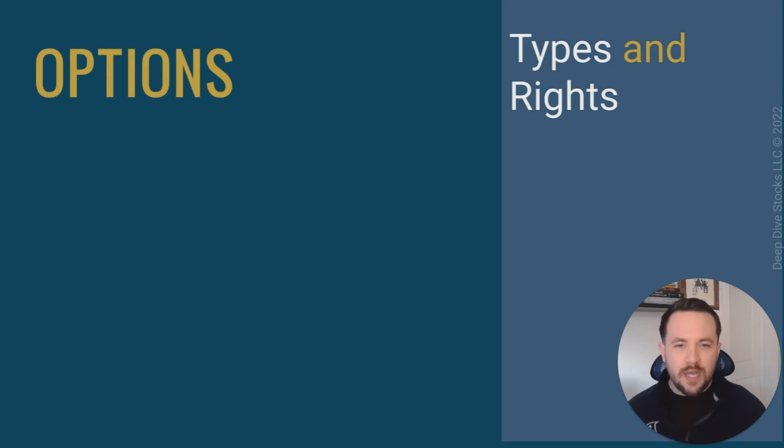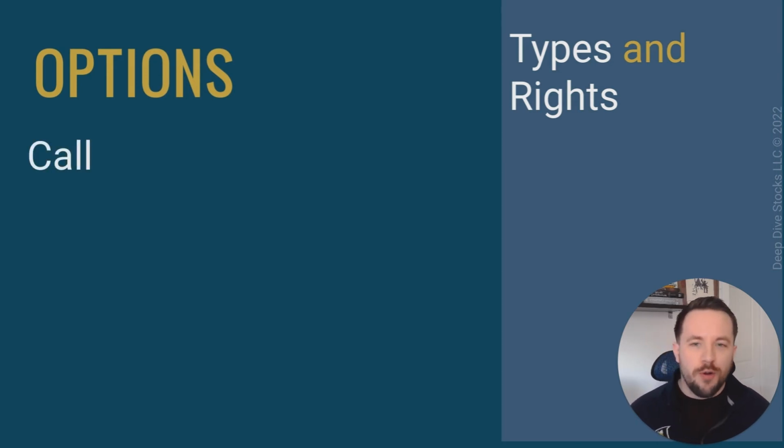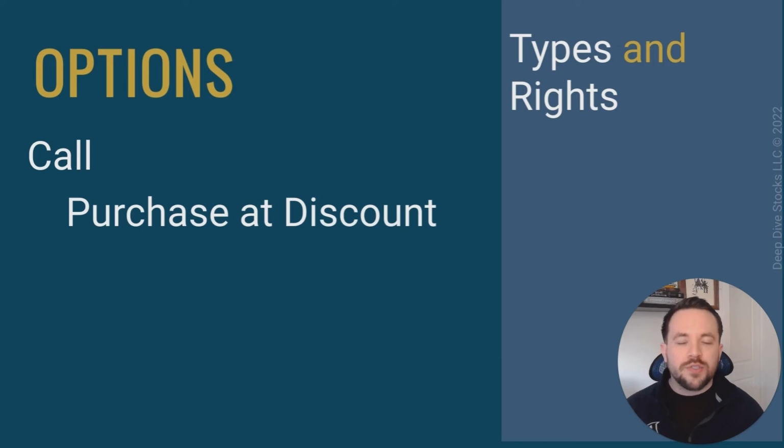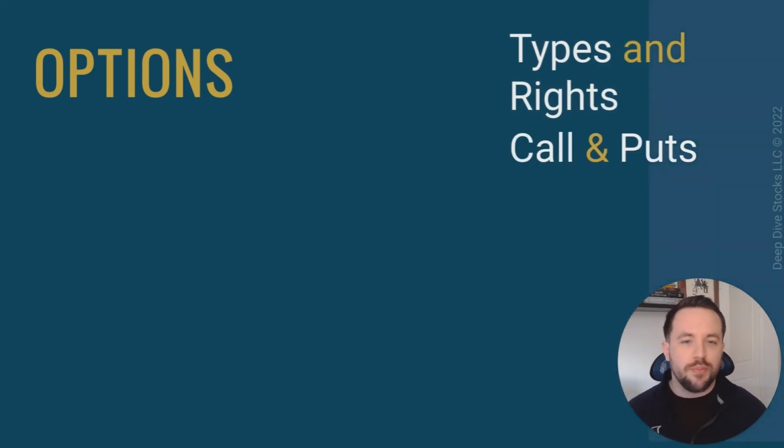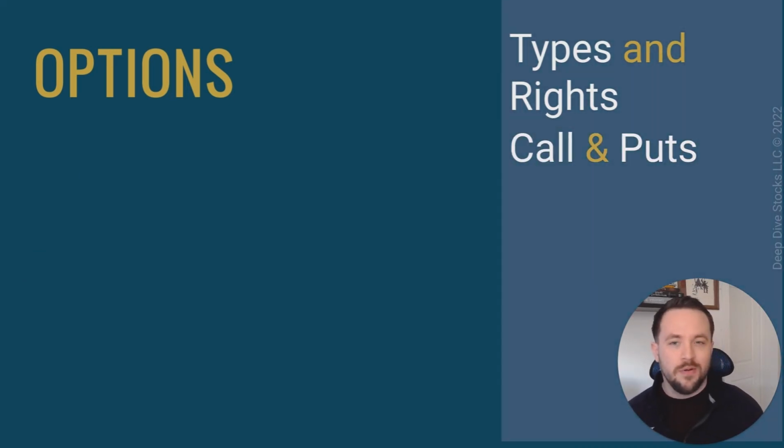Let's start with the two types of options and the rights that they provide. The first one we'll go over is a call. A call gives the owner the right to purchase the shares at the strike price by the expiry. We call this the right to purchase at a discount, and these are the ones that are most similar to regular coupons. The other type of option is a put. It allows you to sell the asset by the expiry. We call this the right to sell at a premium. This would be the pumpkin example.